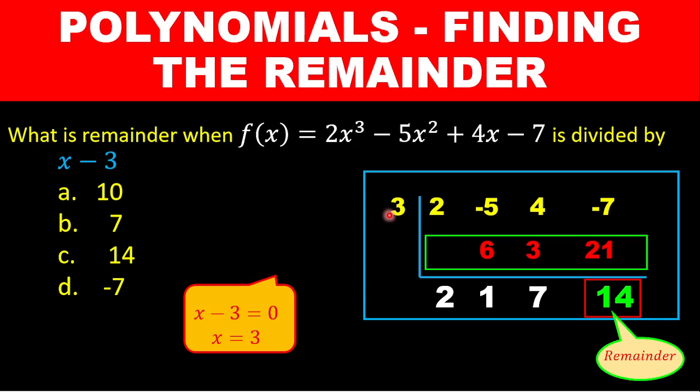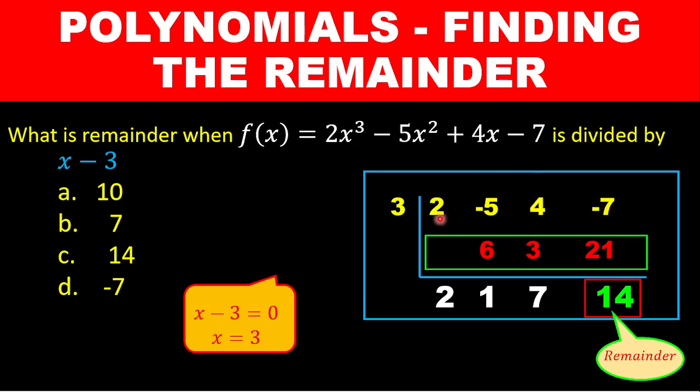Then the next one is to locate these numbers. And these numbers are actually going to come from the question. So from the question, we are looking for the coefficients. So the coefficient of x cubed is 2. So these 2, we have it here. And then for x squared, its coefficient is minus 5. So we have minus 5 here. And then for x, its coefficient is 4. So we have 4 here. And then this minus 7 is what we have here.